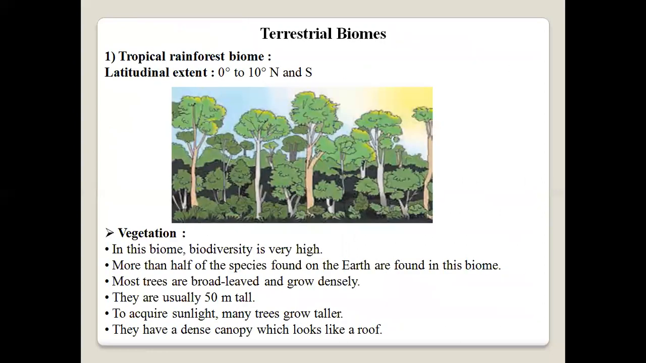Let us see the types of biomes. First is the terrestrial biomes, and in these, first is the tropical rainforest biome. Latitudinal extent: 0° to 10° north and south. Vegetation: in these biomes, biodiversity is very high. More than half of the species found on the earth are found in these biomes. Most trees are broad-leaved and grow densely. They are usually 50 meters tall and acquire sunlight.